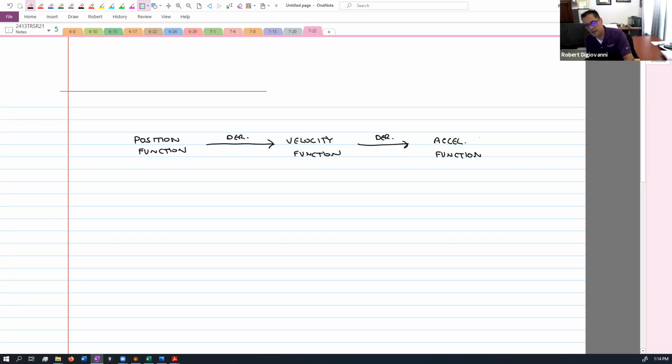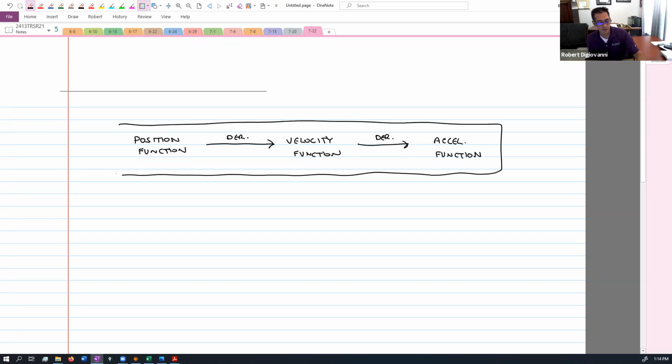Now that is a fundamental concept that you need to be aware of, especially if you're taking physics, because in physics you'll be doing a problem, you'll come up with a position function, and all of a sudden the professor will say, okay, let's get its velocity function, and they take the derivative. If you're not quite sure what's happening there, you need to understand that the derivative of position gets you velocity, and the derivative of velocity gets you acceleration.